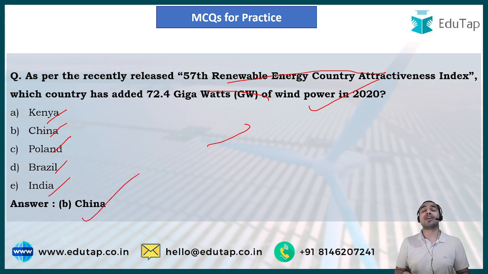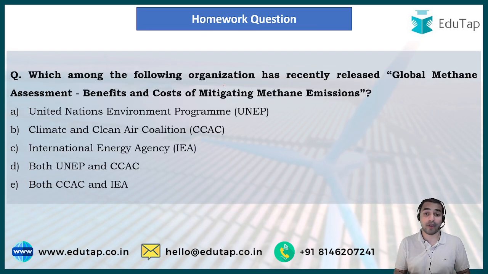So guys, we have already discussed that China has really made a huge stride in its wind power generation, as it has added 72.4 gigawatts of wind power in year 2020. So guys, that was all the questions from today's session. Now let us move on to the homework question of the session.